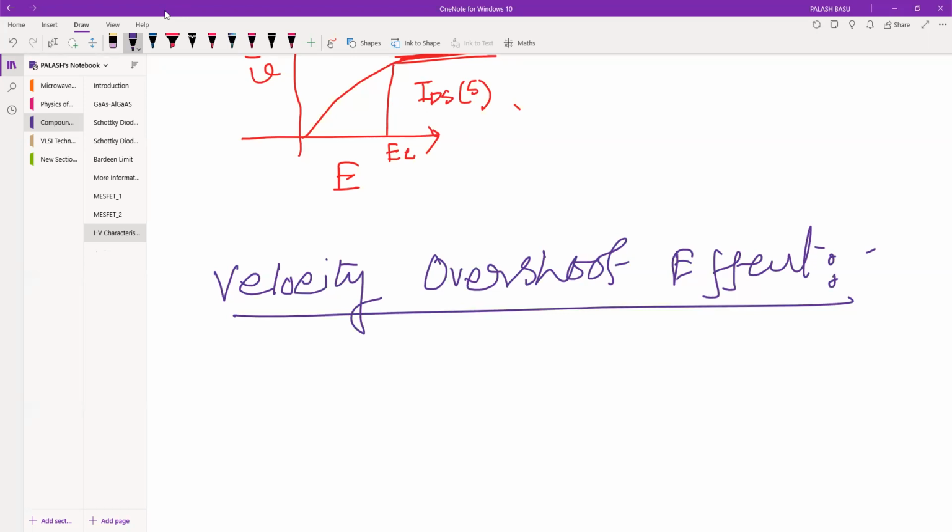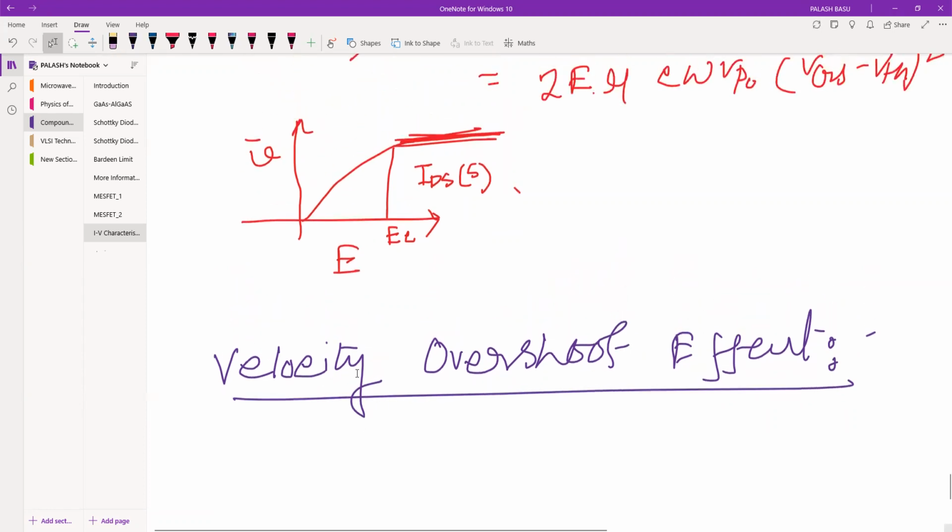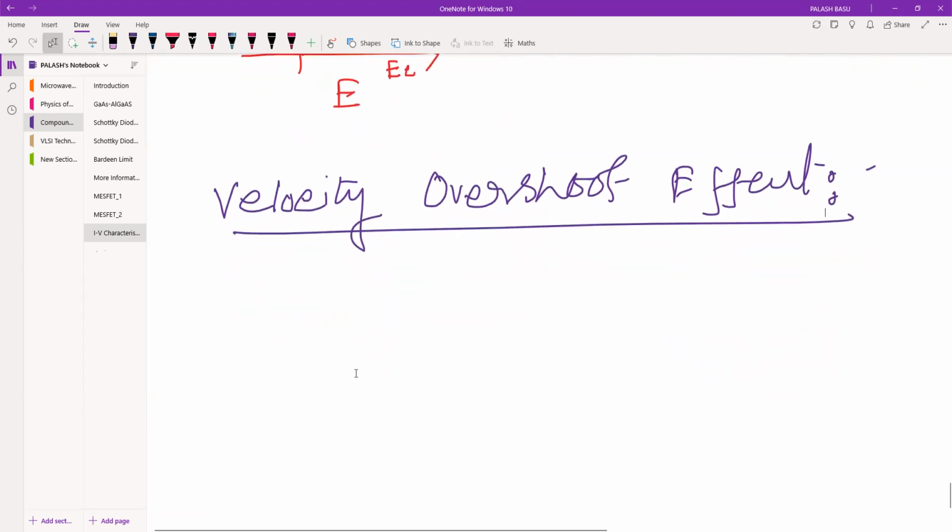Not now, because if I take it, I have to discuss a lot of things, which I am not going to do now. These things I'll take care of tomorrow. This is called the velocity overshoot effect, and the modeling part also, right? So one thing I am just trying to explain, I'm trying to explain one beautiful theory.